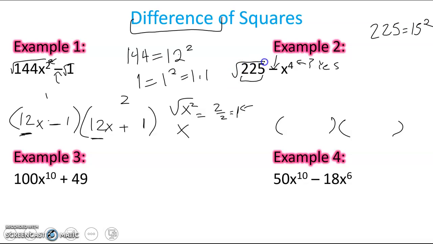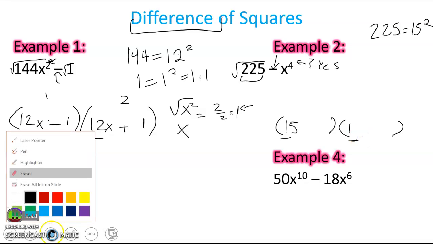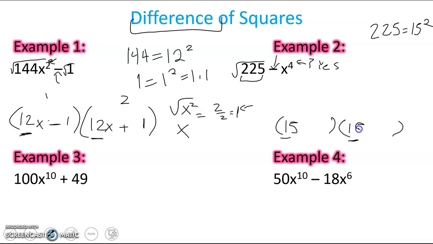And then we take the square root of the first term and we write it in as the first term in both of our binomials. The square root of 225 is, well, just 15, okay? And we write that in both of our binomials here. All right, that's not a good looking 15 there. And we have the x to the 4th.